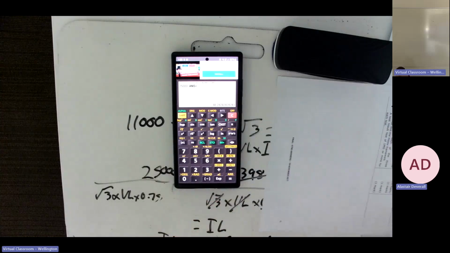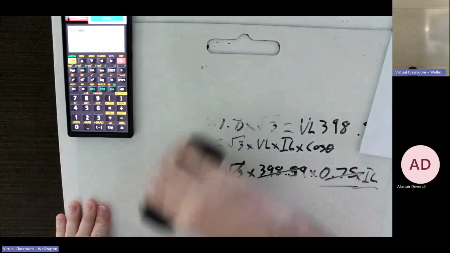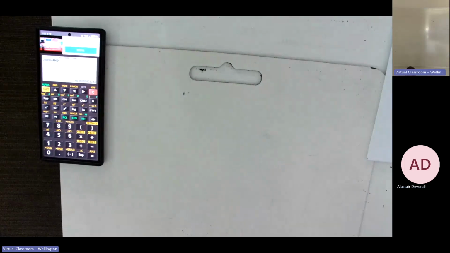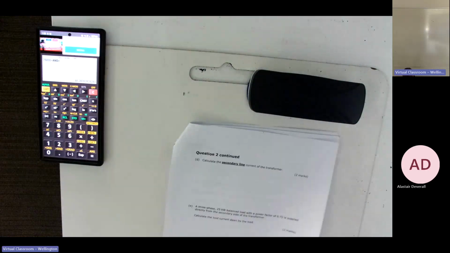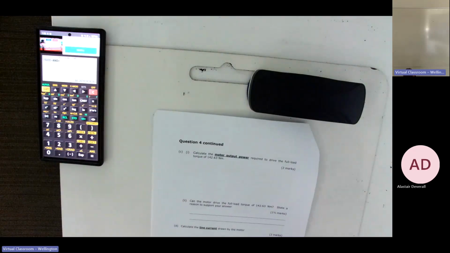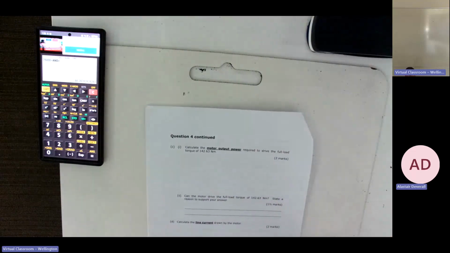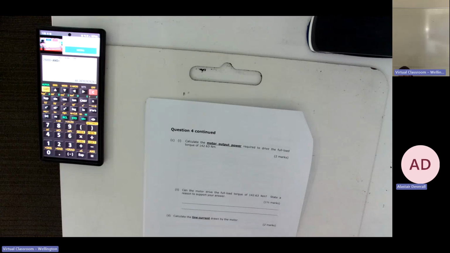So we're going to look at question 4. Question 4, we have calculate the motor output power required to drive the full load torque of 142.63 Newton meters. Going to get my formula sheet out to help. I am out of practice for this one.